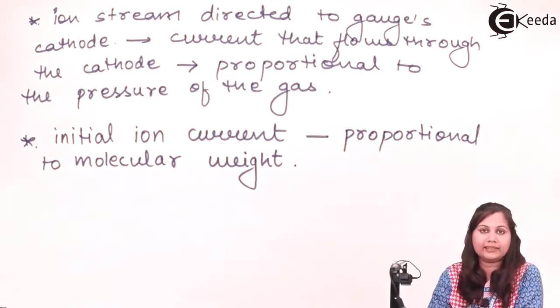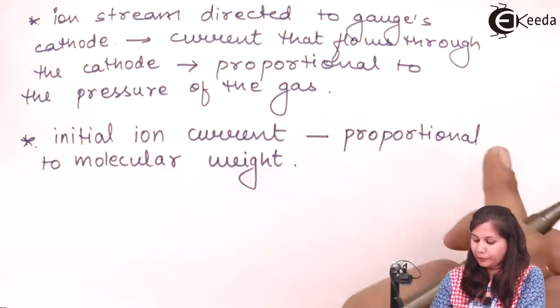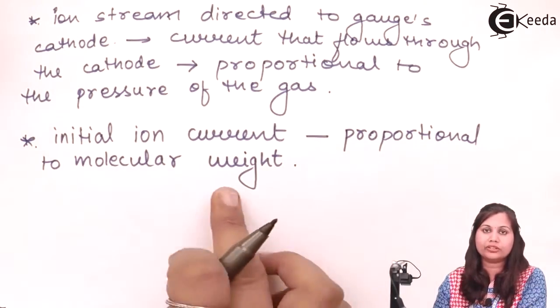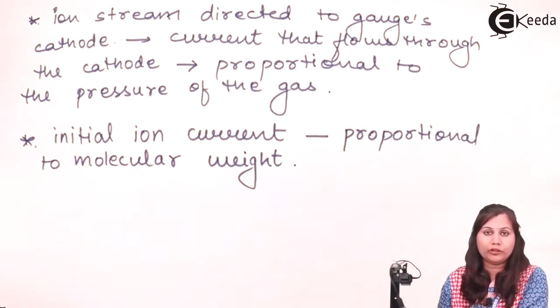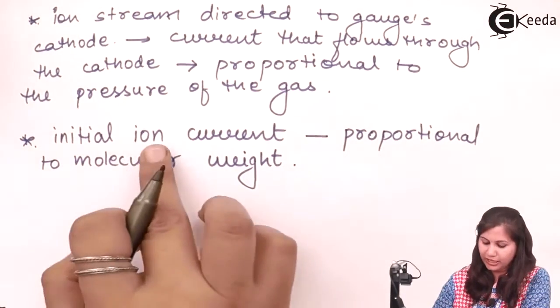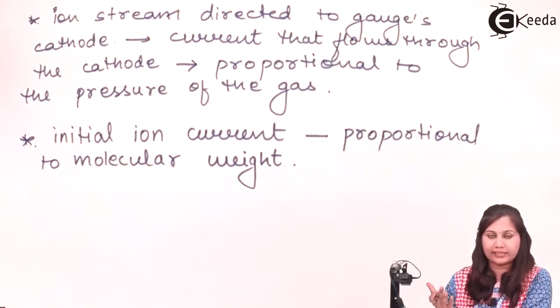Now the initial ion current which is flowing is proportional to the molecular weight of the gas. As the molecular weight increases, the initial ion current also starts increasing.